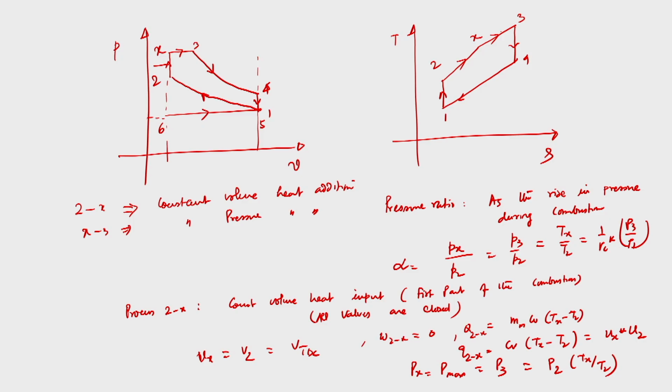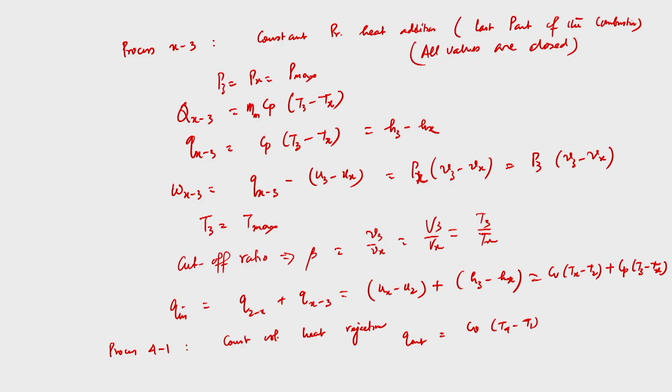From there we have tried to quantify the thermal efficiency of the dual cycle. We didn't discuss a few processes like process 6 to 1, process 1 to 2, and process 3 to 4, because these are straightforward processes that we discussed in the context of the Otto cycle as well as the diesel cycle. But here two important processes are process 2 to X, the first part of the combustion where volume remains constant, while the second part of the combustion is X to 3, the constant pressure combustion where pressure remains constant. In both these processes we have heat input to the system.